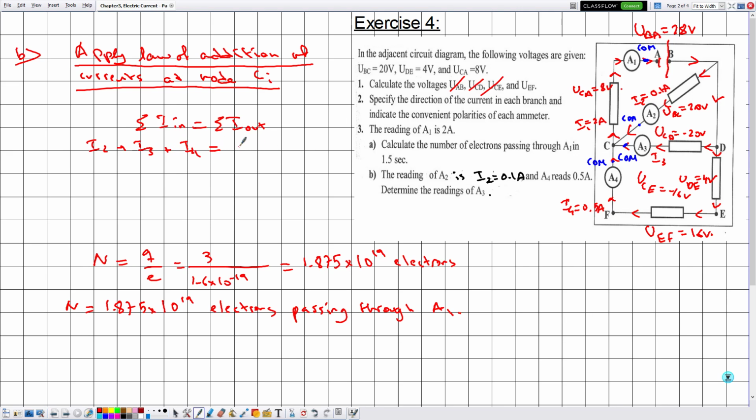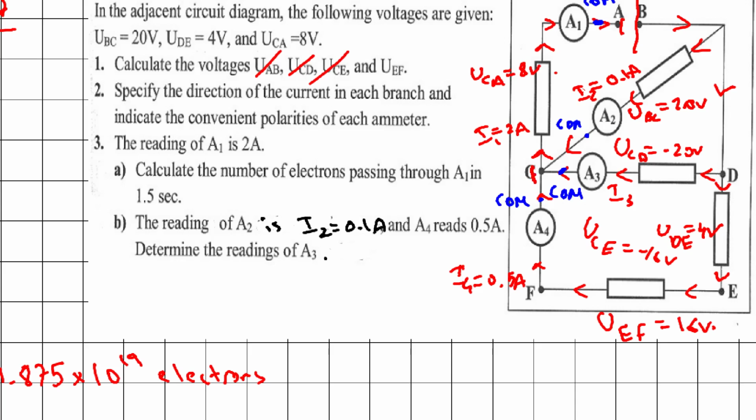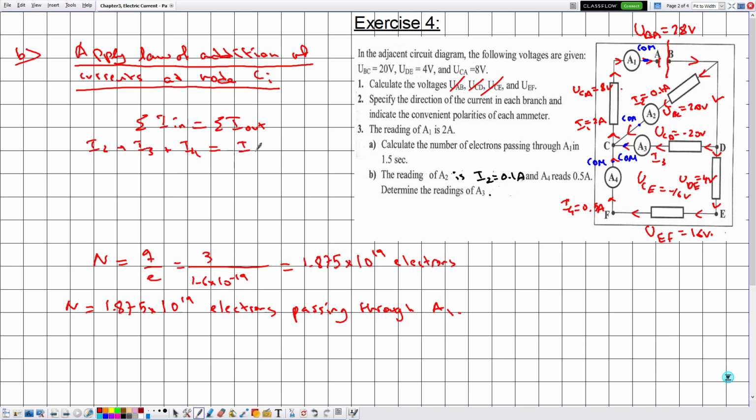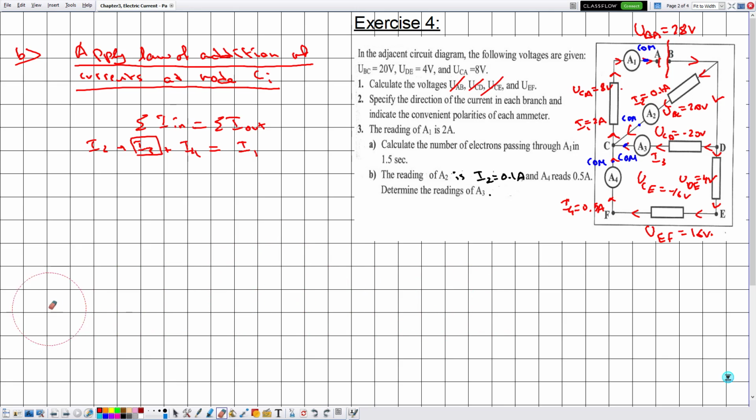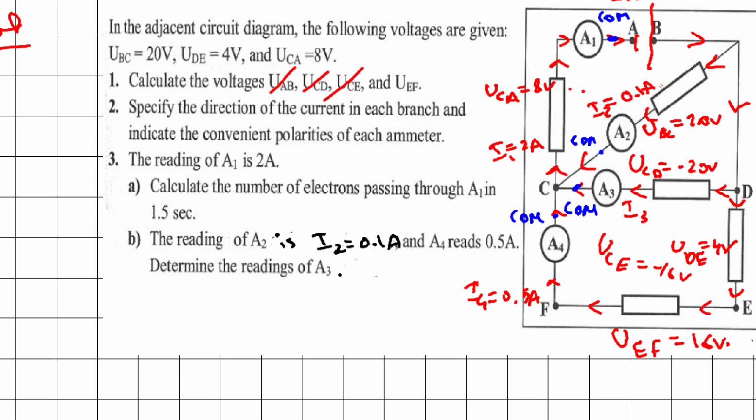Which is equal to summation of I out. The currents that are leaving the node are only I1, and we are interested in determining the value of I3. And then what's the type of this equation? This is a linear equation in one unknown. The unknown is I3.